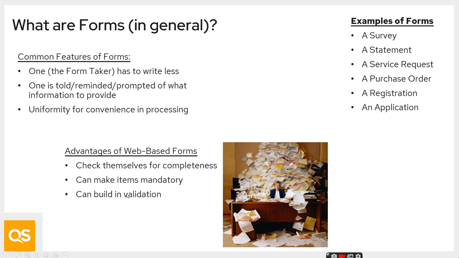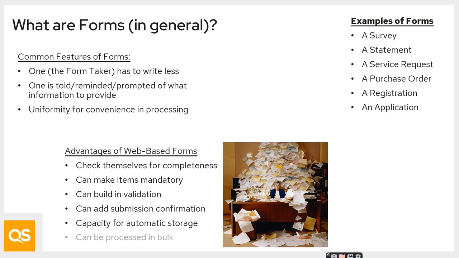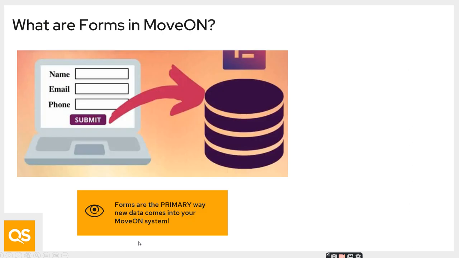You can build in validation. So, for example, if you ask for an email address, what the form taker enters into the blank space must actually be an email address, as an example. We can have a submission confirmation. So depending on the way that you set up your form, after they hit submit, the form taker can get a message like thanks for taking this form, your submission has been received, kind of a confirmation like that. All of your forms in MoveOn are automatically stored online, so you don't have to print them and store them somewhere. And forms that are done in MoveOn can be processed in bulk.